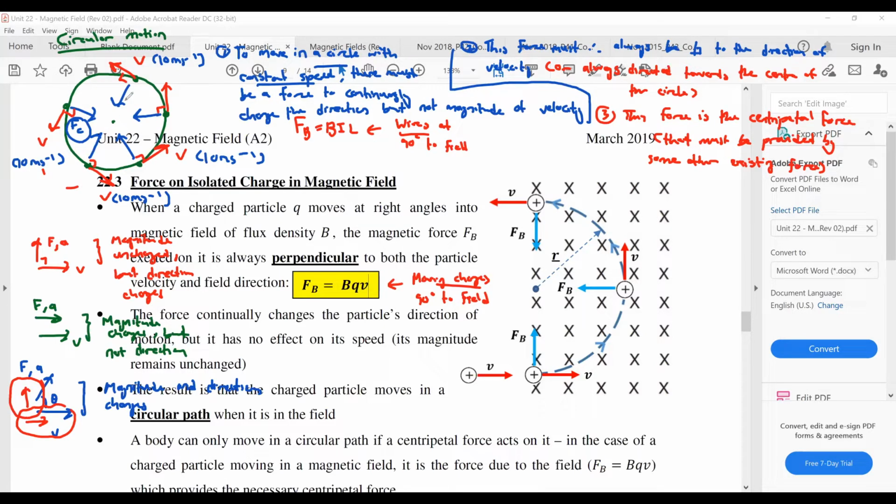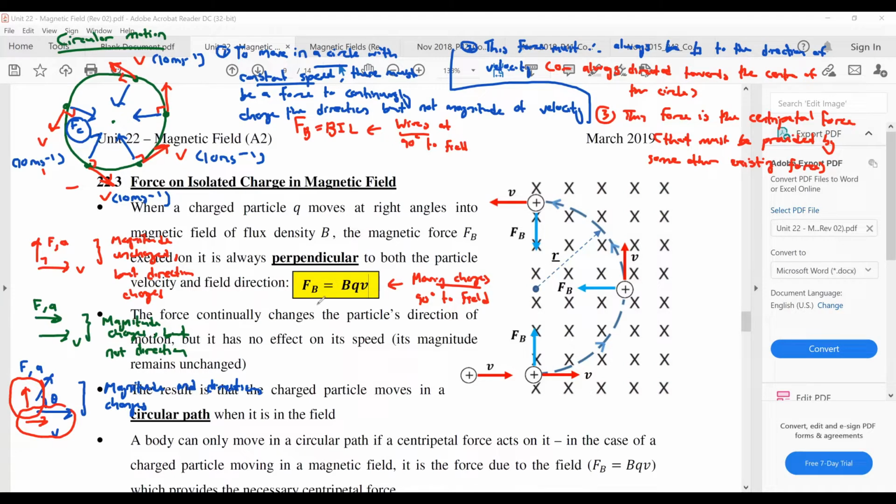Okay, now it's because it's always perpendicular to the direction of velocity or motion that your force or acceleration will always be directed towards the center of the circle. Both of these mean the same thing. They will imply the same thing. If something is moving in a circle and the force and acceleration is always perpendicular to the direction of velocity or motion, that force or acceleration will always be towards the center of the circle. Okay, and that force is your centripetal force, or that acceleration is your centripetal acceleration, which usually must be provided by some other existing force.